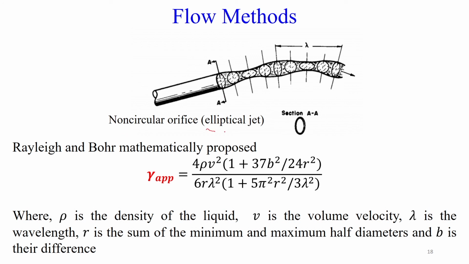We can say it is like an elliptical jet, and if you flow that liquid, this method is not suitable for the liquid-air interface, but it is suitable for the liquid-liquid interface. So, if you flow the liquid, what will happen? It has an elliptical shape, it will go to the circular shape, then to the horizontal elliptical shape, again back to the circular, then back to its original elliptical shape.